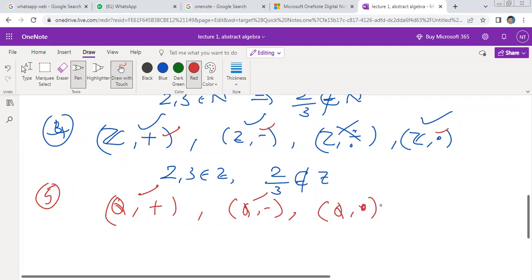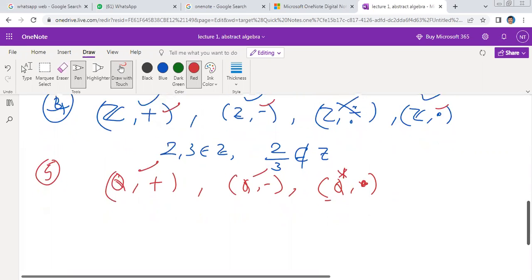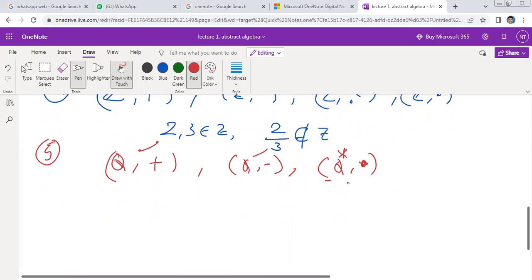Q comma dot or Q star comma dot. Taking 0, it is not possible. Under multiplication it fails. For example, why did I take Q star comma dot? I mean, why can we use it like this?